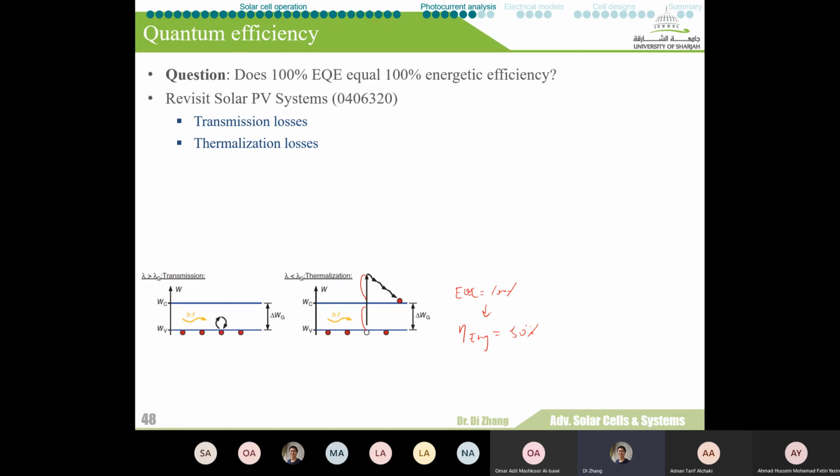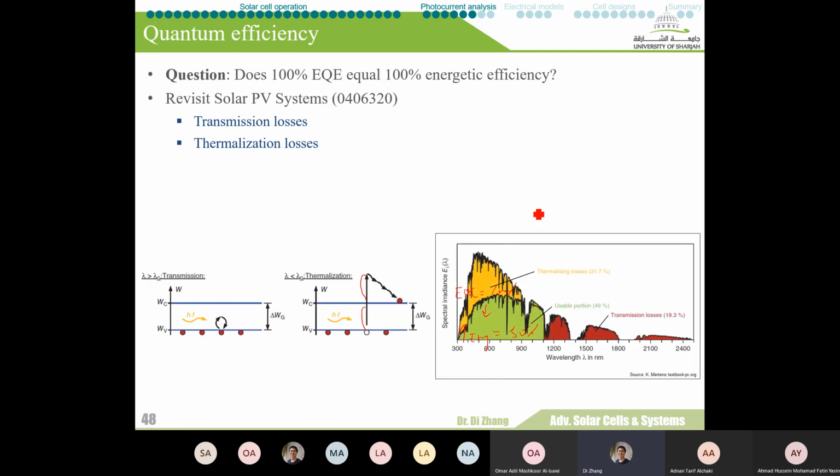Okay, so I think one of the main conclusions I want you to remember from the lecture is what we discussed in solar PV regarding the thermalization losses. In the end, you have to consider these big thermalization losses, because they are very significant. And they will give you a different energetic efficiency compared to the quantum efficiency.